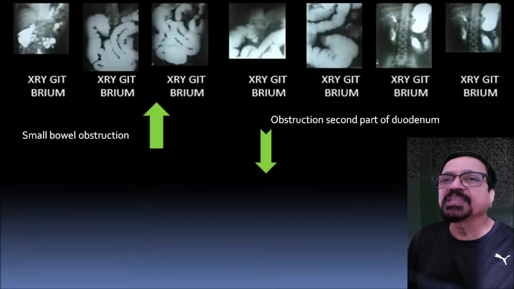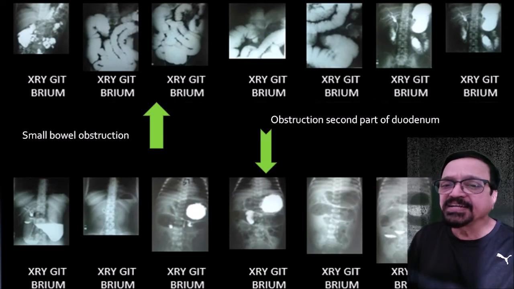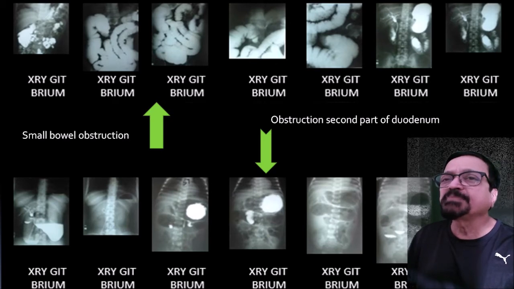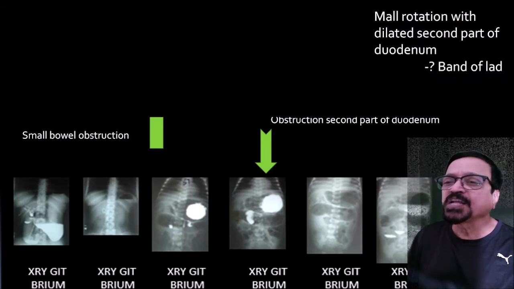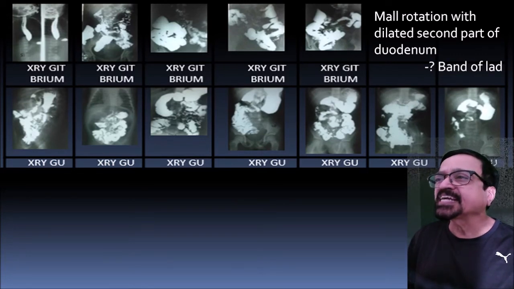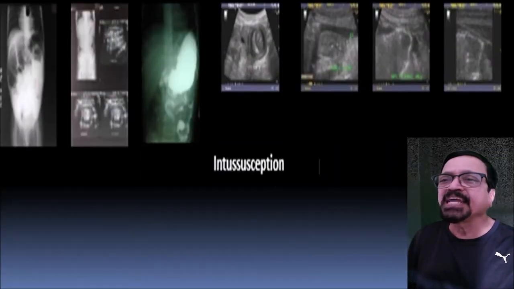And now here what we are saying is small bowel obstruction in the upper film and second part of duodenal obstruction in the lower films. Upper film is showing small bowel obstruction with barium, and down is the second part of duodenum obstruction. Now here what we are seeing is a malrotation with dilated second part of duodenum. Now if you see this location of cecum, you can be fairly confident in saying it is a band of Ladd that is causing it, that is the mesenteric abnormality. But fairly accurately you can diagnose it with the help of barium, which is the main aim of showing this.